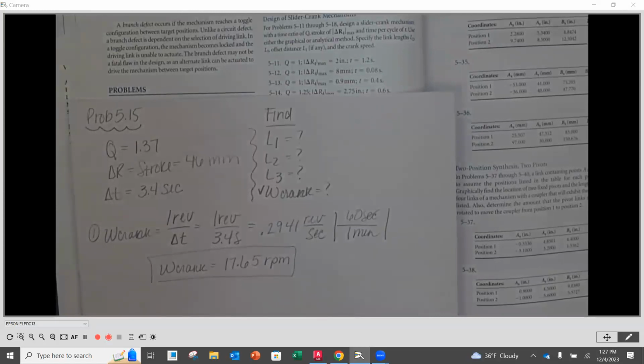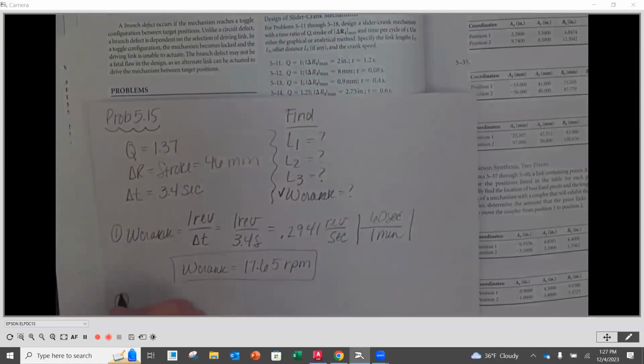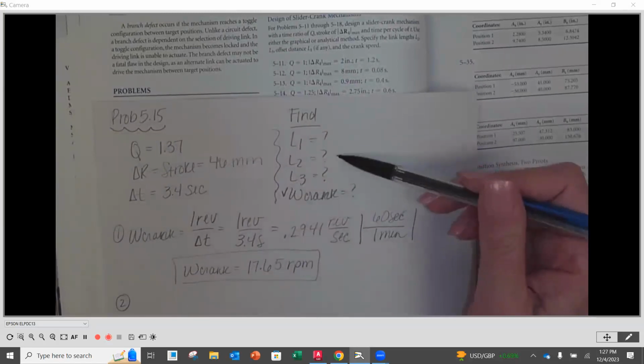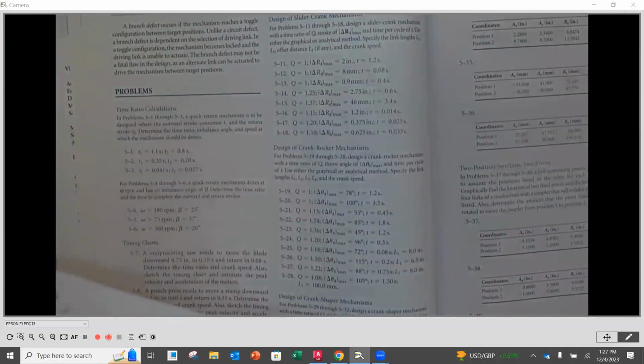Now, the purpose of the Q is only to let us know that this is a quick return, and we may use it in a little bit. What do we want to do next? Number 2, probably start looking at some of these items here.